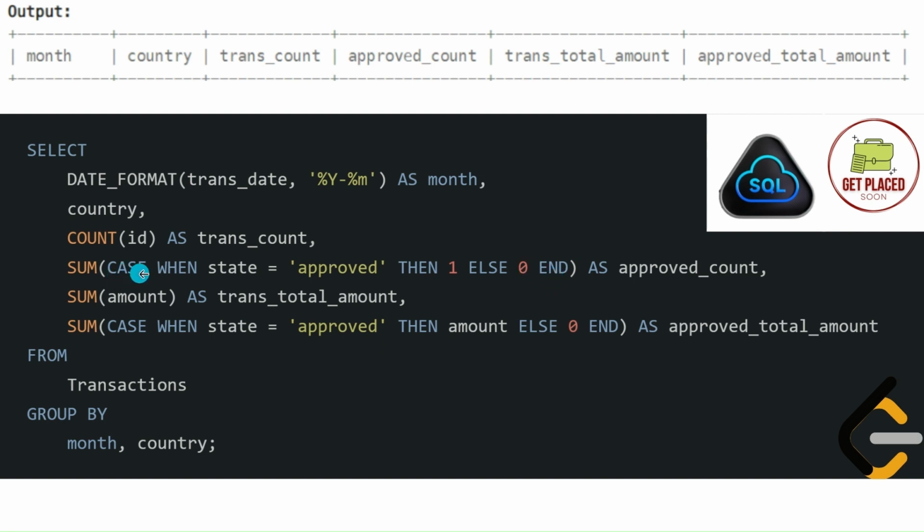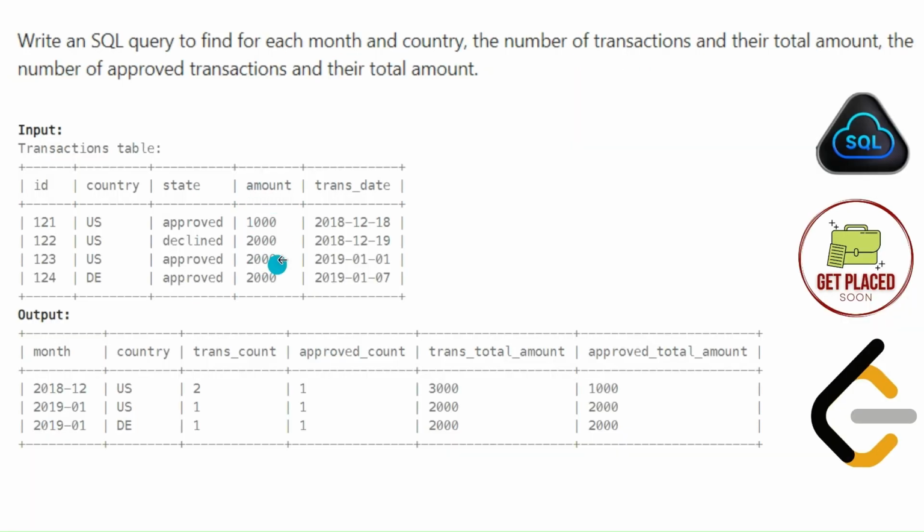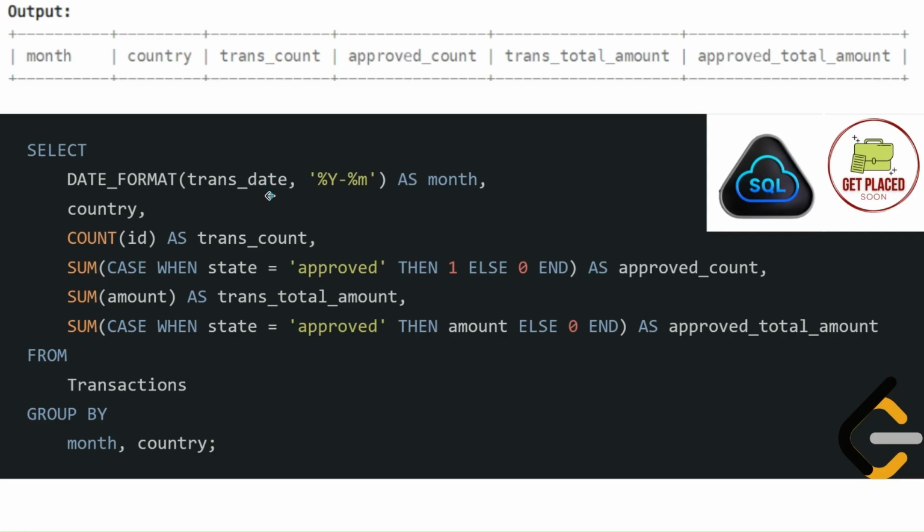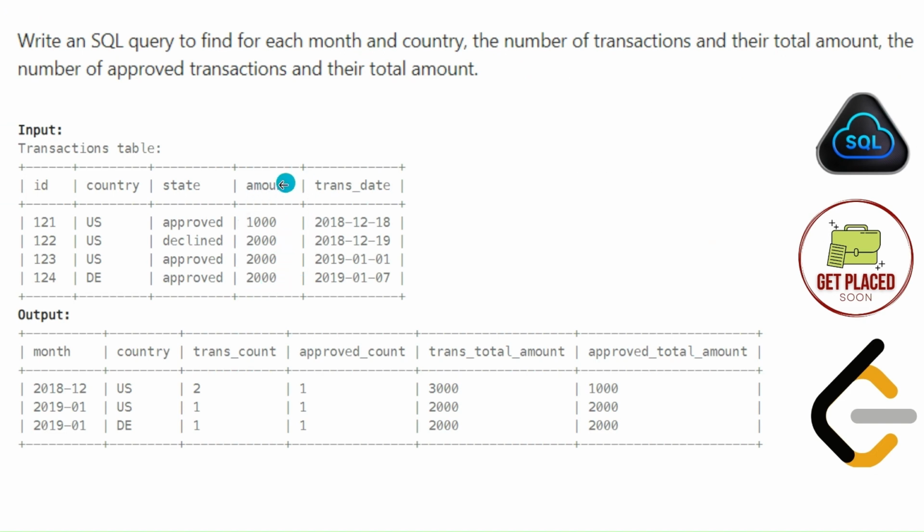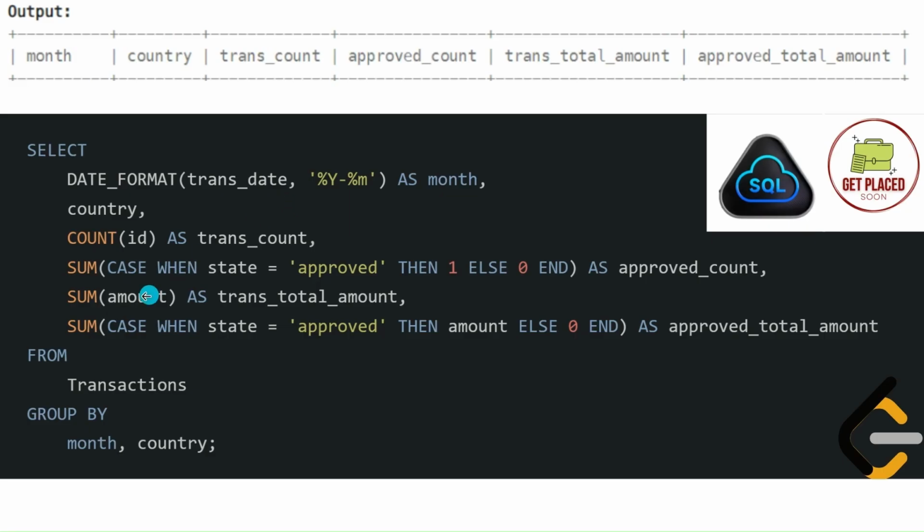Okay. So if it is approved, we will make it 1. If it is not approved, we will make it 0. After making it ones and zeros, we will calculate how many times it got approved. Therefore, to calculate it, we will use this sum function. Now let's see how to calculate the transactions total amount. Here we have this column called amount in the input table. From that we will do sum of amount as transaction_total_amount.